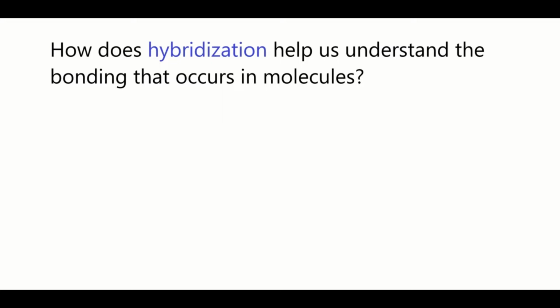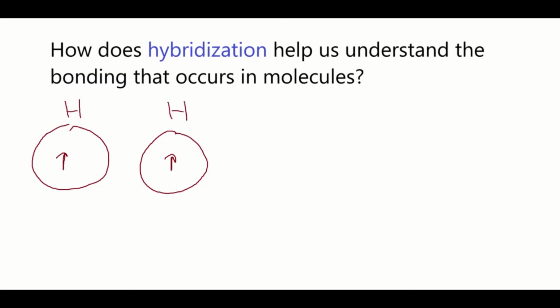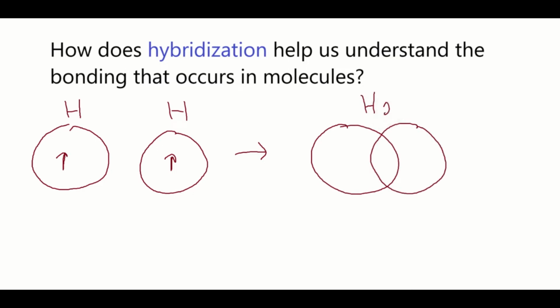Before we got into this lesson, I went over valence bond theory with you, where it says if you have unpaired electrons in orbitals, so we use the example of hydrogen and hydrogen, then those orbitals can overlap. And when they overlap, they can form bonds. This is called a covalent bond.